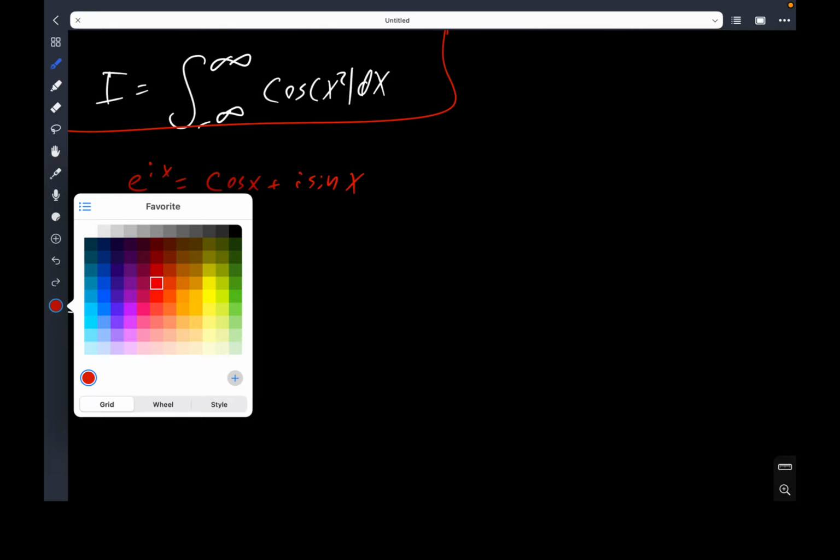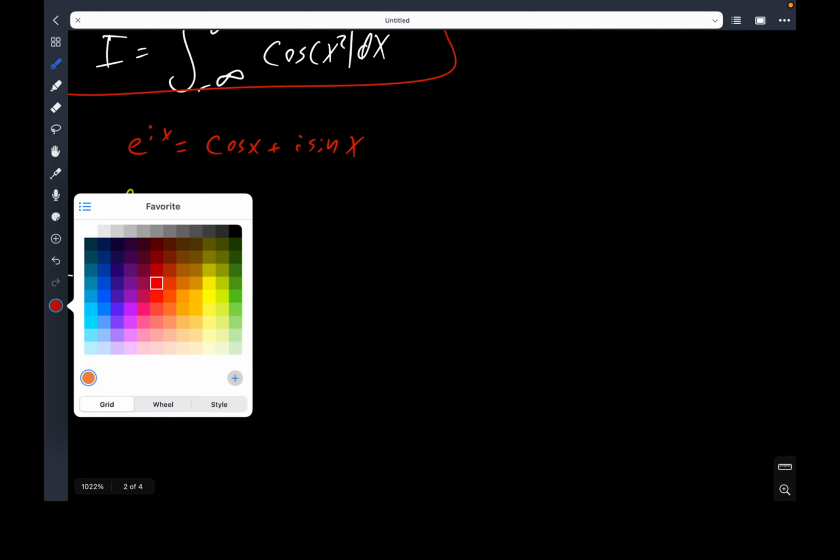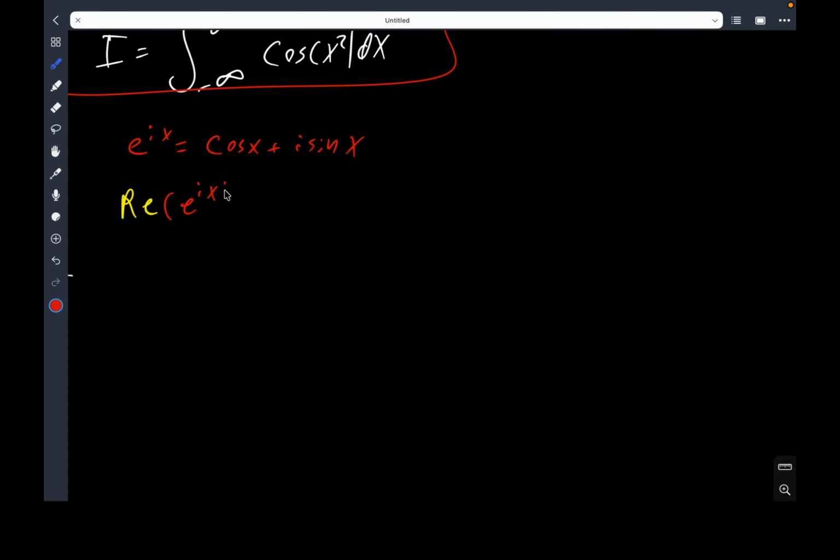In math, if I say the real part, Re of e to the ix, is the same as just writing cosine x, just the real part of it. So if I just want to investigate the real part of something, I can write Re of something.